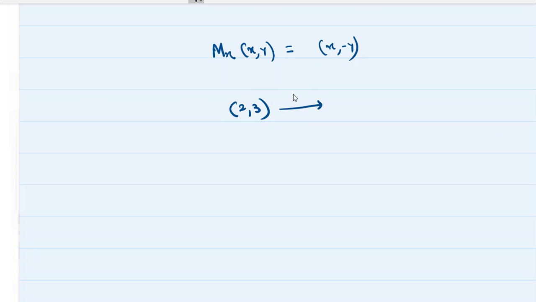ठीक है, तुम्हारा फॉर्मूला क्या है? जैसे मैंने तुम्हें बताया, तुम्हारा फॉर्मूला है M_x(x, y) = (x, −y). ये तुम्हारा फॉर्मूला है, ठीक है। तो हम लोग क्या करेंगे? We will take a point, let's say (2, 3), और इसको हम लोग क्या करेंगे? M_x मतलब रिफ्लेक्ट करेंगे इस पॉइंट को अंडर x एक्सिस, मतलब इसकी इमेज ढूंढेंगे अंडर x एक्सिस.